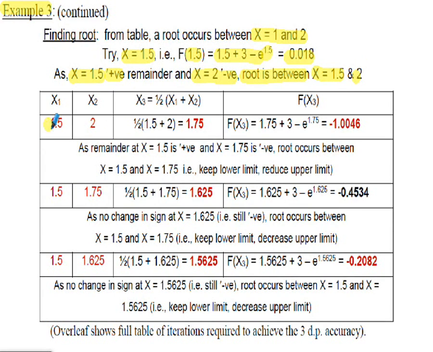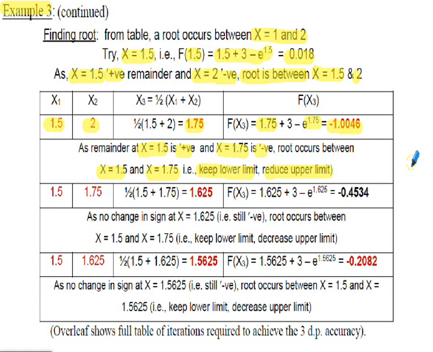So our first iteration x1 is 1.5, x2 is 2 in this case, so our x3 is 1.75. We simply put the 1.75 into the f(x) equation and work out the remainder. It's negative here. So as a remainder, x equal to 1.5 is positive, and x equal to 1.75 is now negative. The root occurs between x equal to 1.5 and x equal to 1.75. So we're going to keep the lower limit and reduce the upper limit. I'll let you follow the rest of the iterations through.